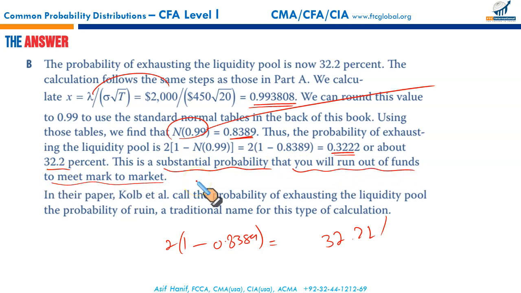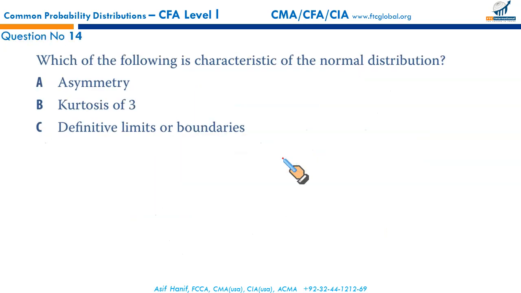So the longer the duration, the period, the higher the probability that you will run out of your liquid funds. You will run out of liquidity in mark to market accounting. It's nothing difficult. You just need to apply the formula correctly, use the Z score, and then solve the questions. Alright, next.